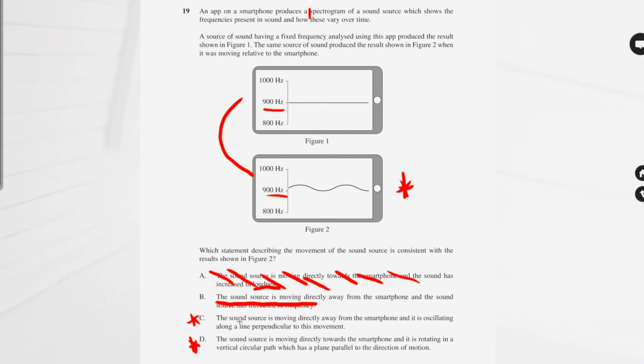Now, what we have is that C, moving directly towards the smartphone, oscillating along a line perpendicular to this, would probably have quite a sharper thing to what we've already got there. The reality is that the answer is going to be D because it is moving directly towards a smartphone. It's rotating in a vertical circular path, which is a plane parallel to the direction of the motion. And so the reality is that D is going to be the better answer in this case.